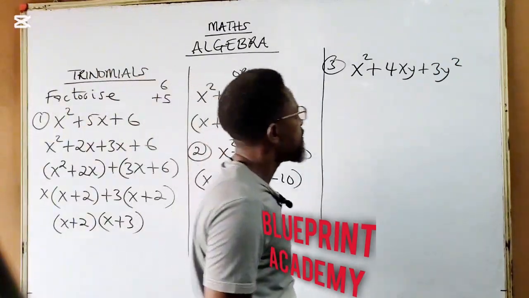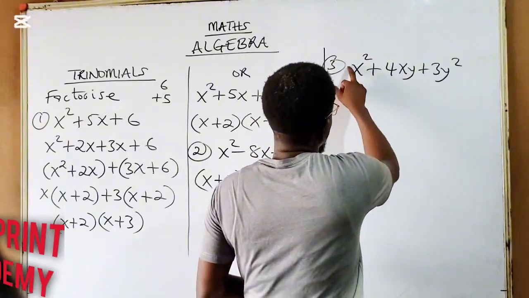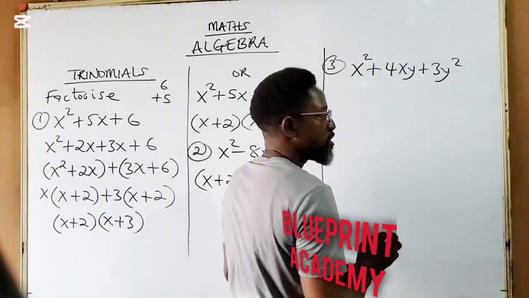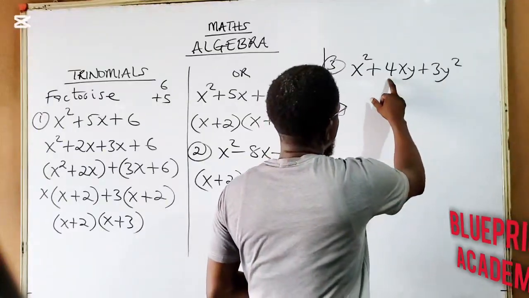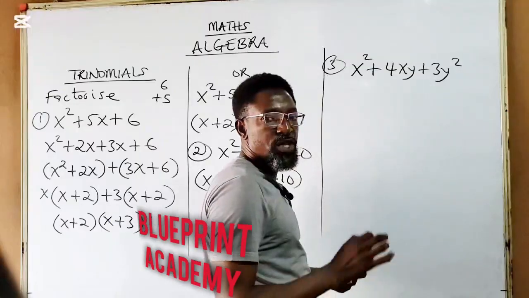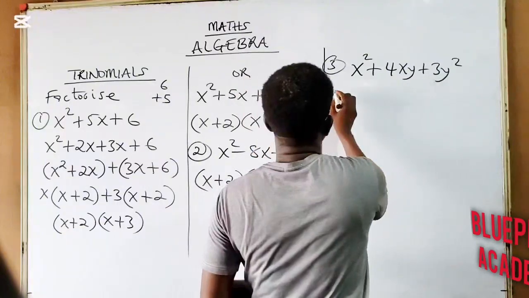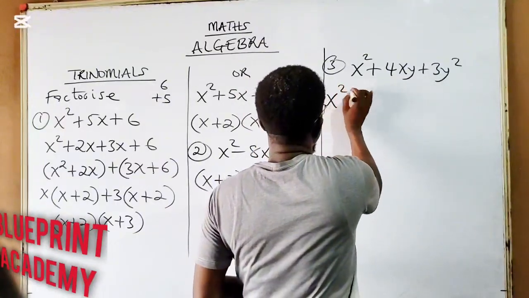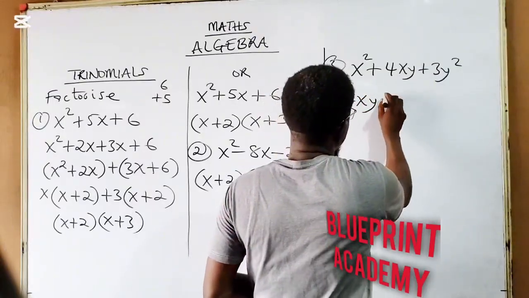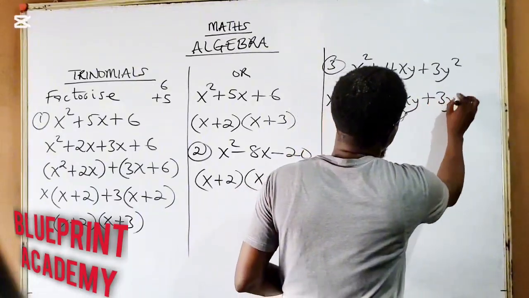So again, we look for two numbers that are multiplied to give 3 because the coefficient here is 1. So 1 times 3 is 3. So two numbers you multiply to give 3, and when you add you get 4, is 1 and 3. 1 times 3 will give us 3. The 1 plus 3 will give us 4. So let's split this one now. We split that using the 1: xy plus 3xy, then plus 3y squared.